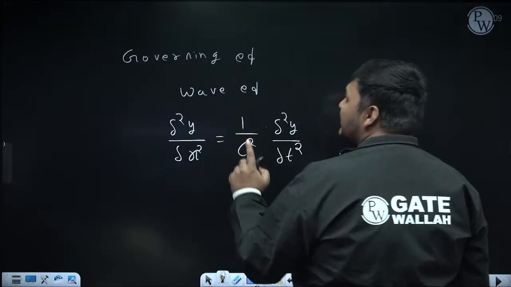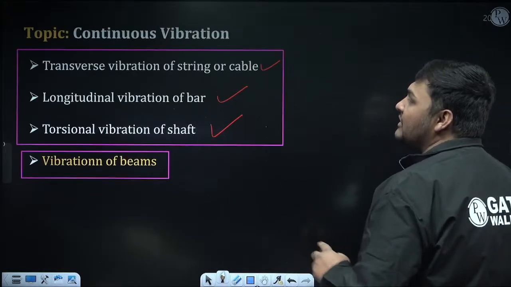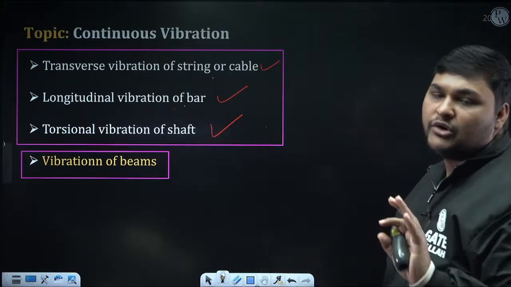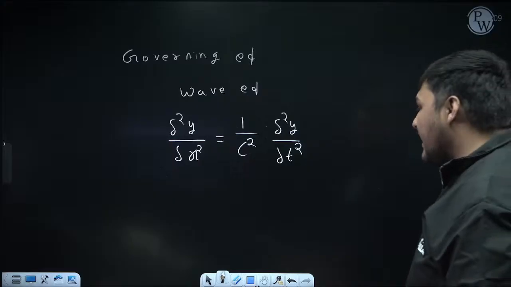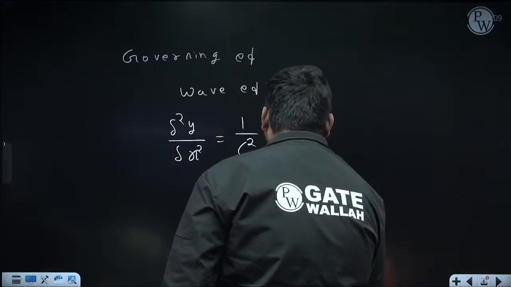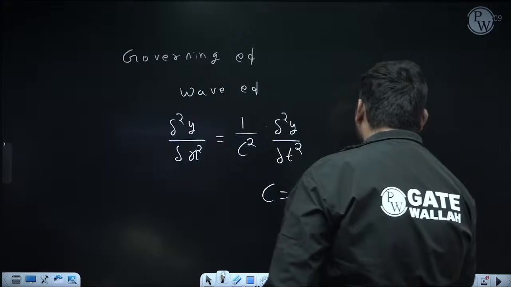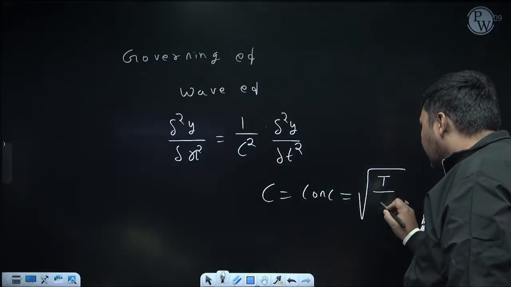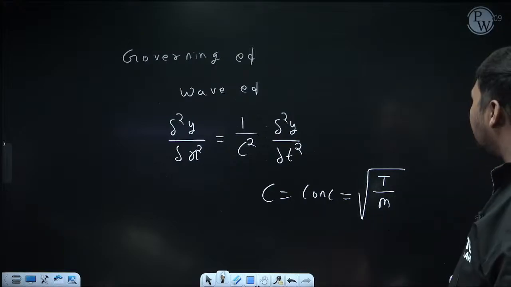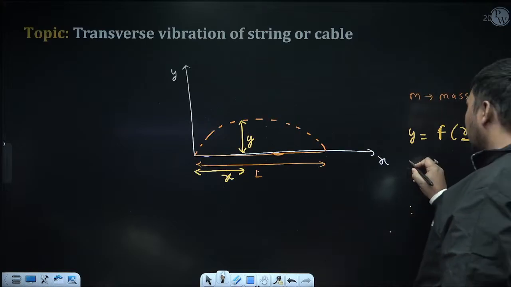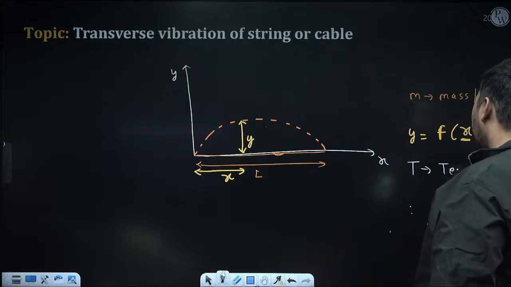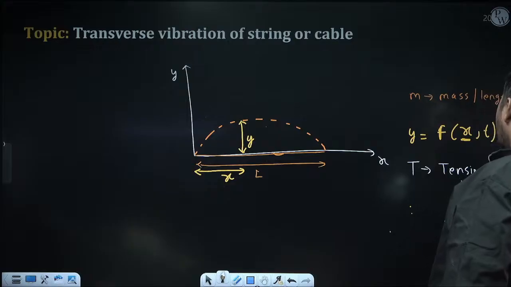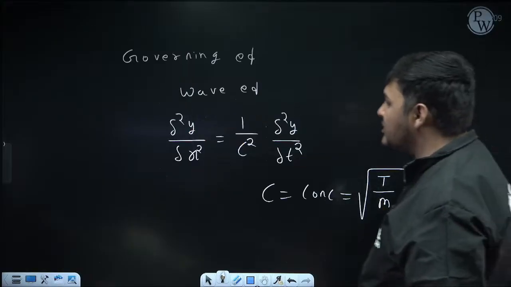Now here I have written this for transverse vibration of a string, but whatever equation I have written is valid for this case also, this case also, this case also. Only the analogy you need to understand. Now what is C here? C is a constant. The formula to calculate this constant C in case of transverse vibration of a string is root over T upon M. What is M? I have already written here. It is mass per unit length. What is T? It is tension in the string. Generally the examiner will give the value of C.